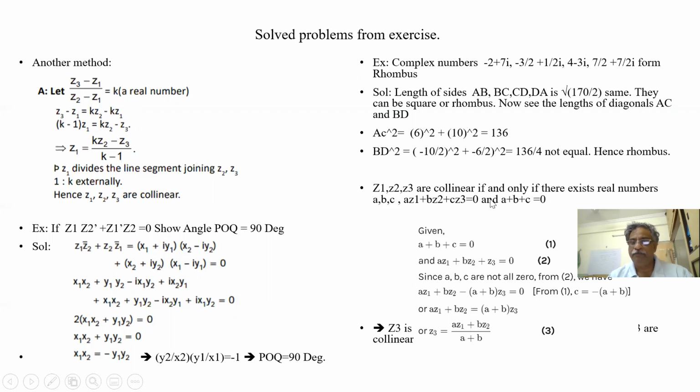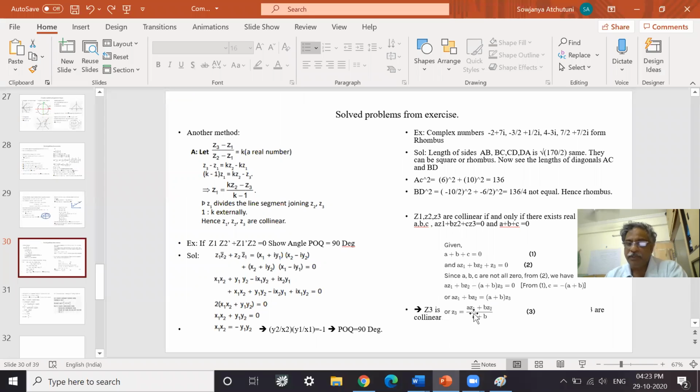Let us see this problem. If A Z1 plus B Z2 plus C Z3 is equal to 0, in place of C, I am putting minus of (A plus B). So when I am simplifying, what I am getting, Z3 is equal to (A Z1 plus B Z2) by (A plus B). That means it is like (m1 x1 plus m2 x2) by (m1 plus m2), which is dividing internally. Z3 is dividing Z1, Z2 internally in the ratio of A is to B. So this is nothing but collinear. Here it is externally dividing, there it is internally dividing.